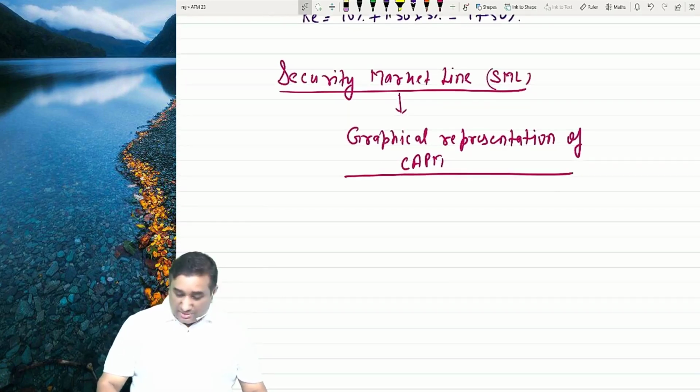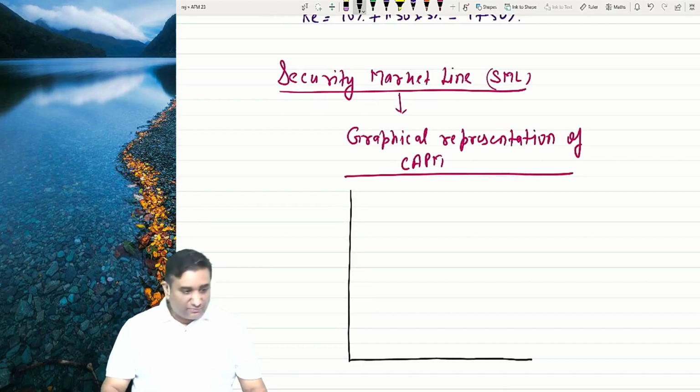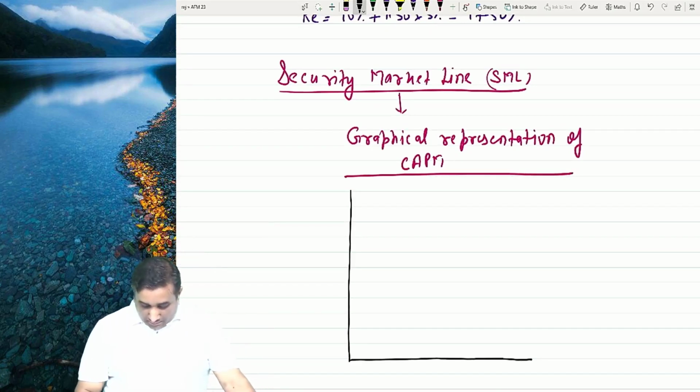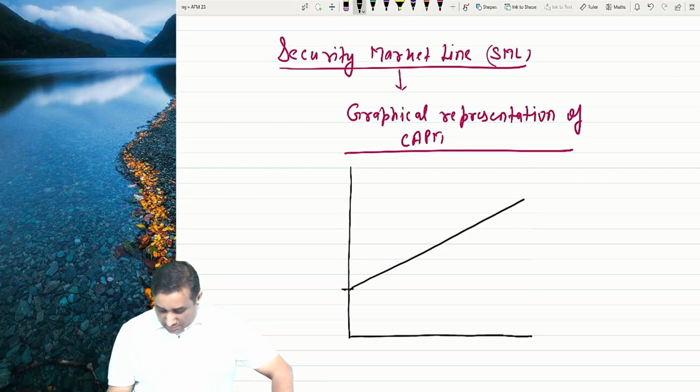Now, when I say a graphical representation of CAPM, check once before you copy, please. This line will start above 0 or from 0? What do you think? It will start from above 0. Why? You need a minimum 10% return. Do not copy, please, just help me out. This is 10. Then we had a return of 14, then 15, then 17.5.